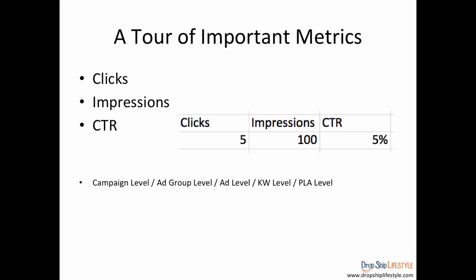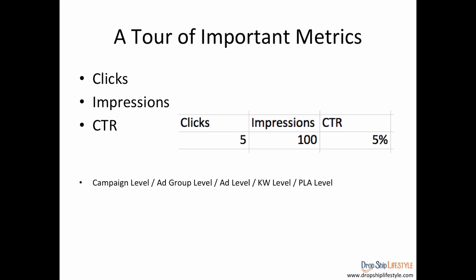It's a very simple calculation. If you have 5 clicks from 100 impressions, that's a 5% click-through rate. These definitions are very straightforward. A click simply means someone clicked on your ad. An impression is how many times your ad was viewed. And CTR is the frequency or the percentage out of 100 where your ads actually got clicked on.